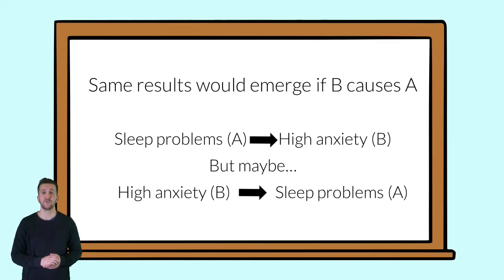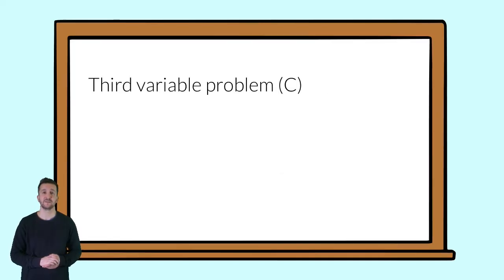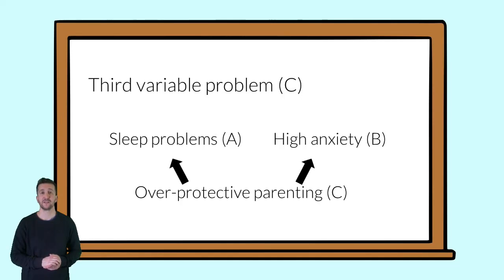Now, another reason you can't claim that A causes B from this design is because there may be a third variable C that gives rise to the association between A and B. And this is the so-called third variable problem. So building on the previous example, suppose that overprotective parenting causes sleep problems in kids and causes higher levels of anxiety in kids. If this is the case, then the reason you get an association between sleep problems and anxiety is because of their shared relationship with overprotective parenting. And again, you can't rule this out from this design.